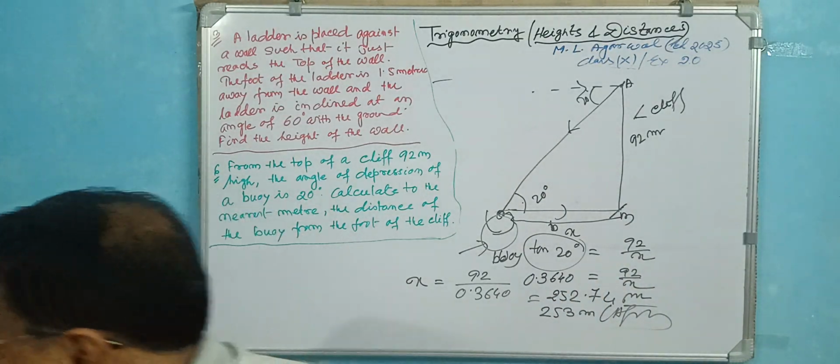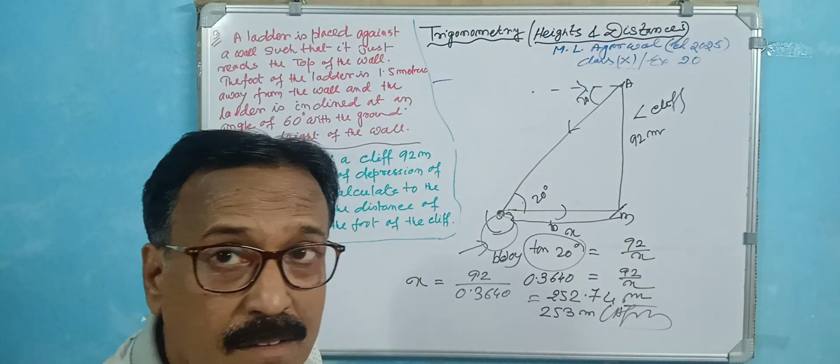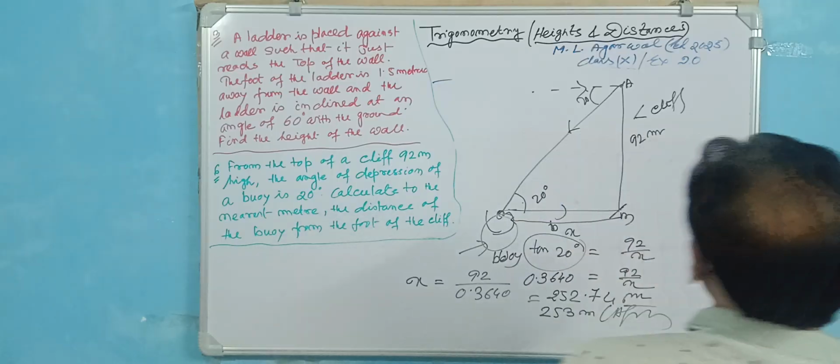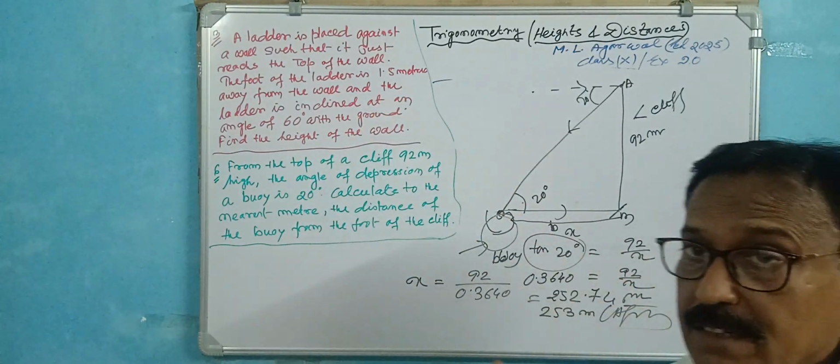Okay, so this is for today. These are new chapters, trigonometric heights and distances, from the ML 2025 edition, sum numbers this and this. The main concept. Now we gradually increase to the harder sums.